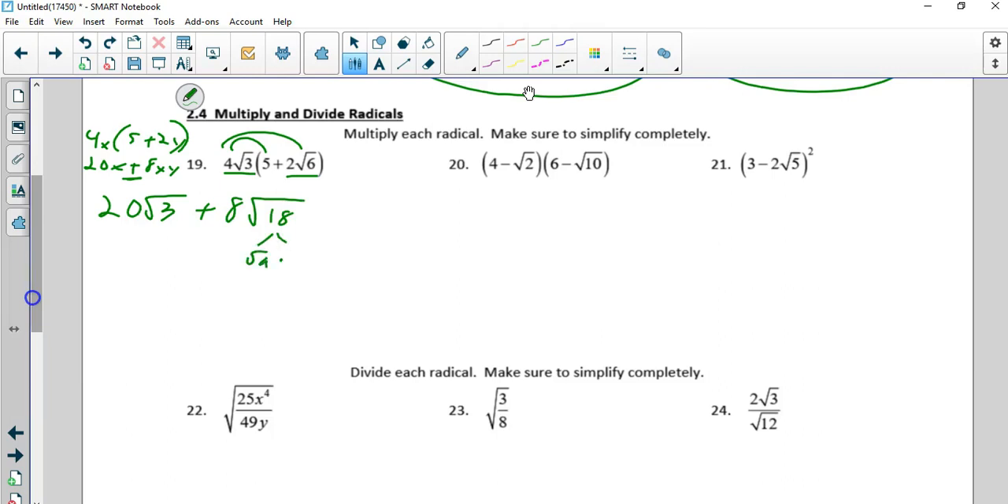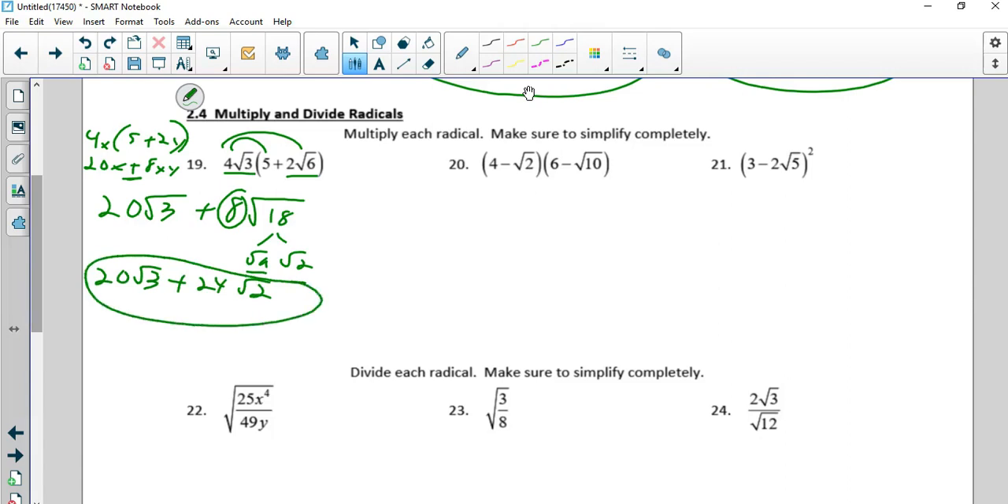Simplify, radical 9, radical 2. Don't forget the 8. Radical 9 is 3 times 8 is 24. So that's going to be 20 radical 3 plus, again, 24 from 8 times 3, radical 2. And at that point, we can do no more. That's like 20x plus 24y. We stop.